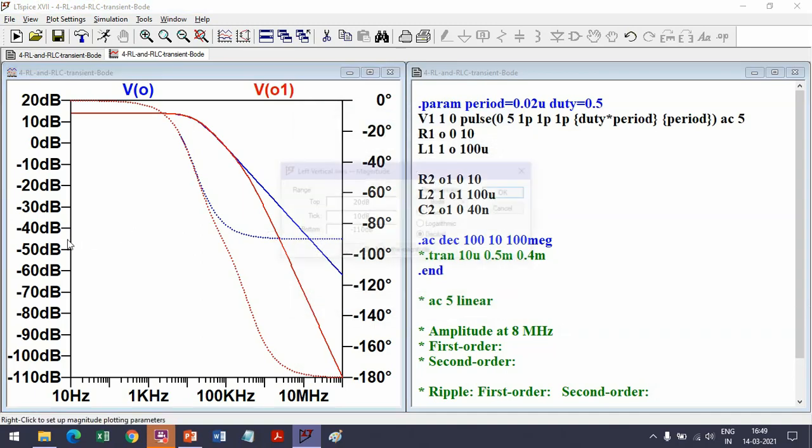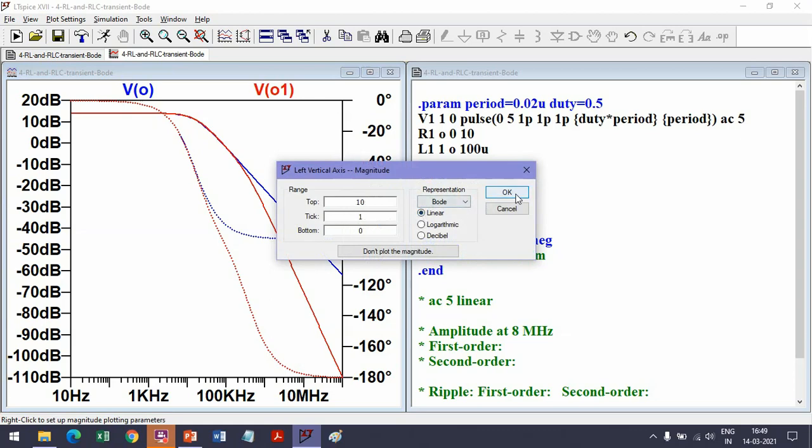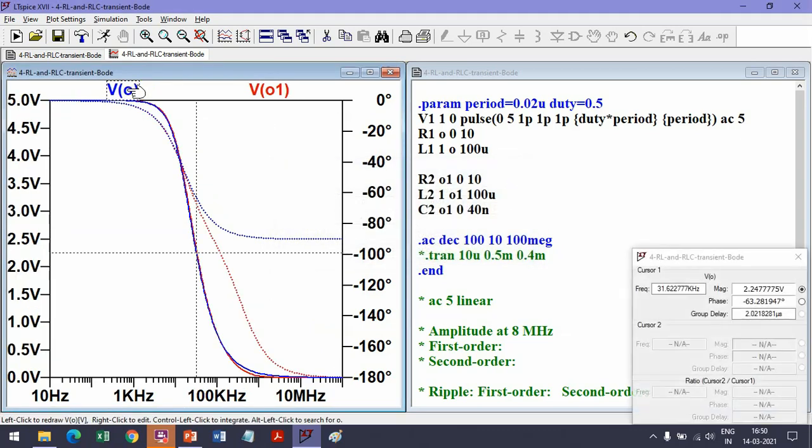So let us convert this to a linear, and now let us see at 8 megahertz, for now I'm keeping 8 megahertz. Okay, 8 megahertz. So we had seen this last time. The magnitude of the voltage, if the input frequency is 8 megahertz on this Bode plot, is almost 10 millivolts. We had seen this last time. This is for VO, which is the RL circuit.